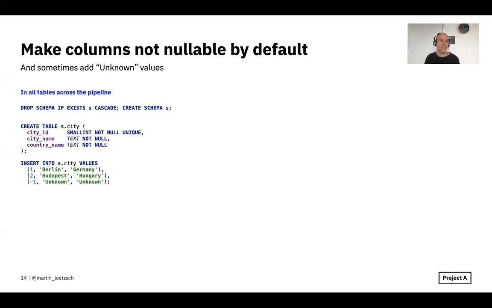So in the case of the city table, you would say, no matter how I create the table, I want the city ID to be not null, maybe also already unique, so that I see problems already when I insert those. And I would also want the city and the country to be not null. And the second thing is, sometimes you want to.